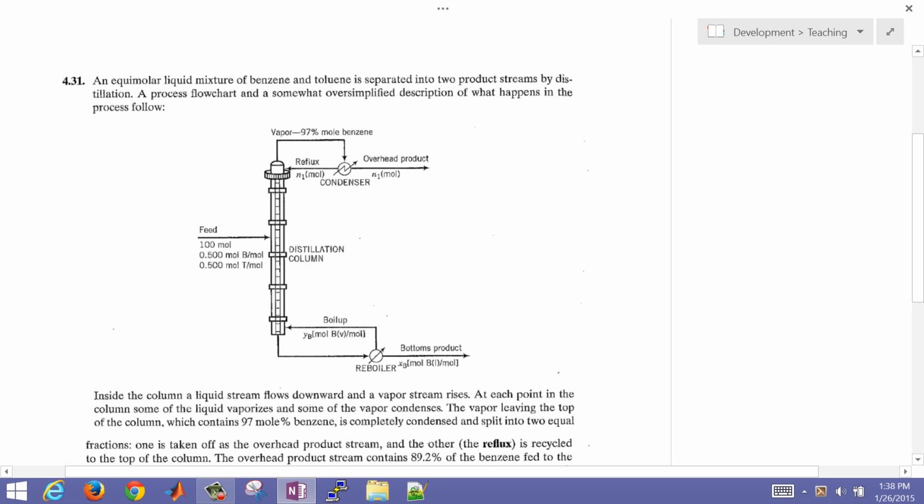We're going to run through this problem, a distillation column problem, where we have an equal molar liquid mixture of benzene and toluene. Okay, so B is benzene, and T is toluene. Equal molar meaning the mole fraction of both of those is 0.5. And here's a flow chart.